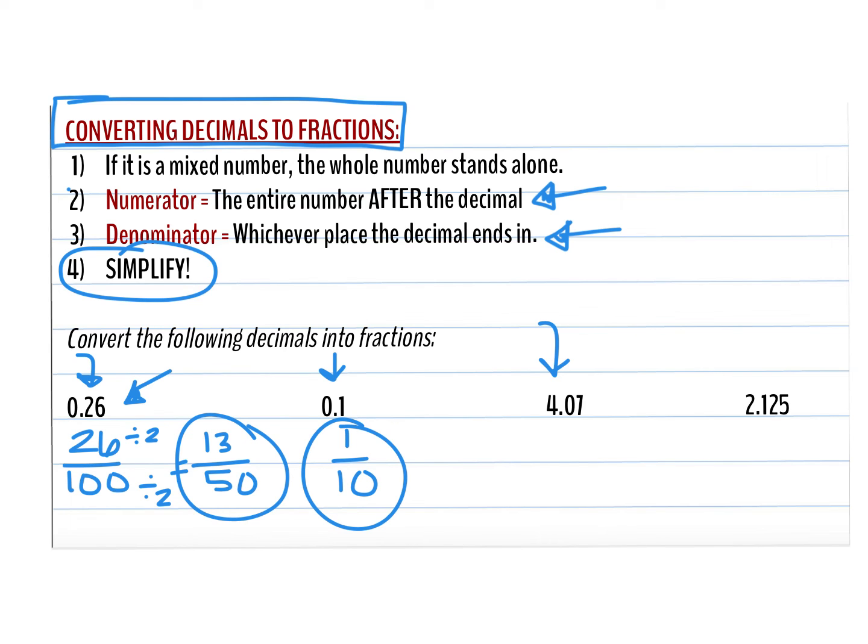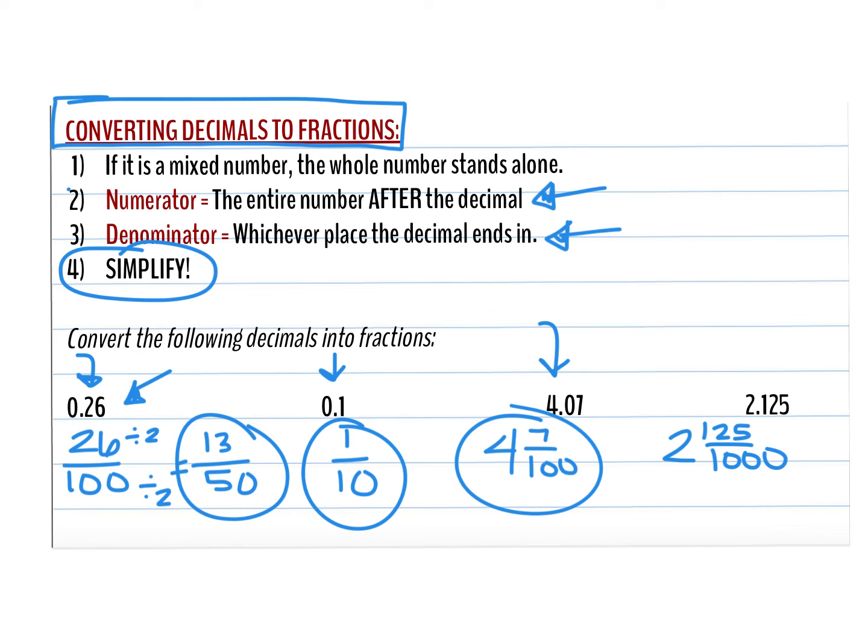4.07. The 7 is in the hundredths place, so I would say 4 and, because remember that decimal means and, 4 and 7 hundredths. That's in simplest form as well. 2.125, so I would say 2 and 125 thousandths. Sorry about that, that was my dog barking.